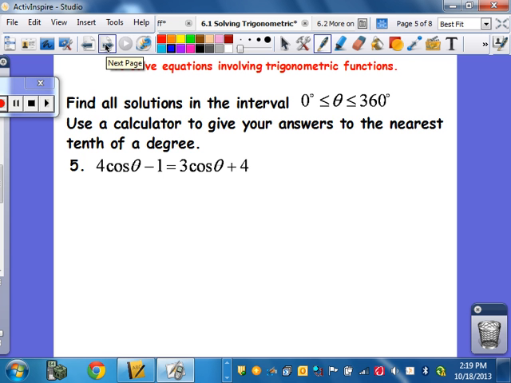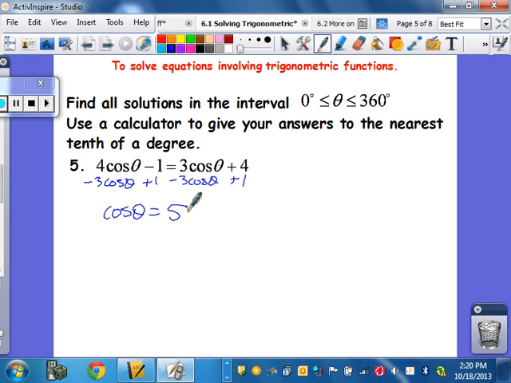Find all solutions in the interval 0 to 360 degrees. So I know all my answers are in degrees. And when I have to use a calculator, to the nearest degree. So sometimes there will be a time when you guys don't get nice answers. So I'm going to bring all the cosines to one side. I'm going to add a 1 back. So I get cosine theta equals 5.